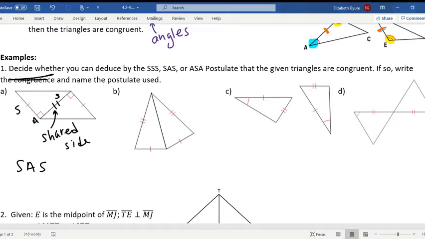Figure out which postulate would work, and what extra information you might have to label. There's one that does not work though. Try it out.